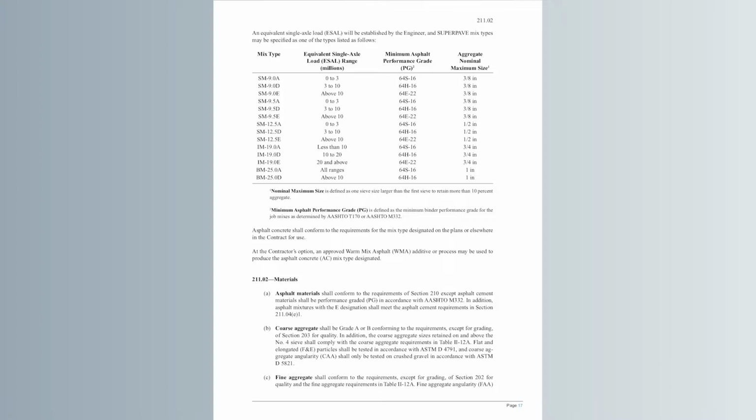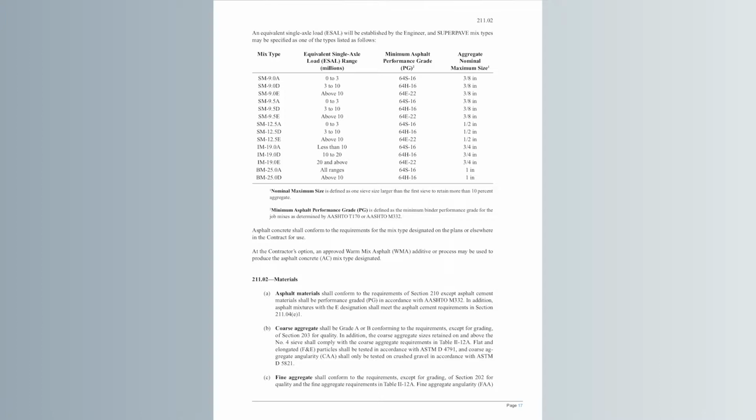Under that chart, you'll see a definition for nominal maximum size. That definition is defined as one sieve size larger than the first sieve to retain more than 10% aggregate. You've heard that definition multiple times throughout this class. It is something that you should know when you're designing mixes.